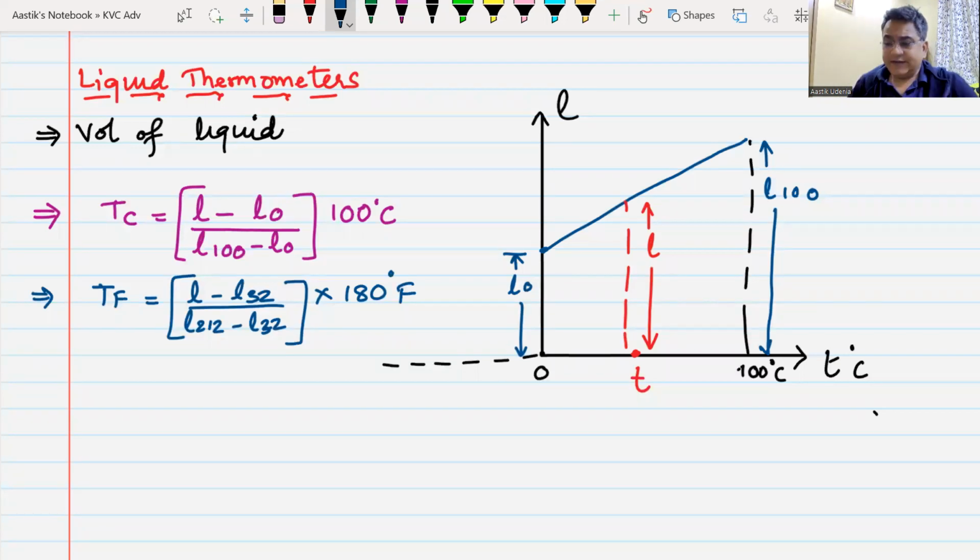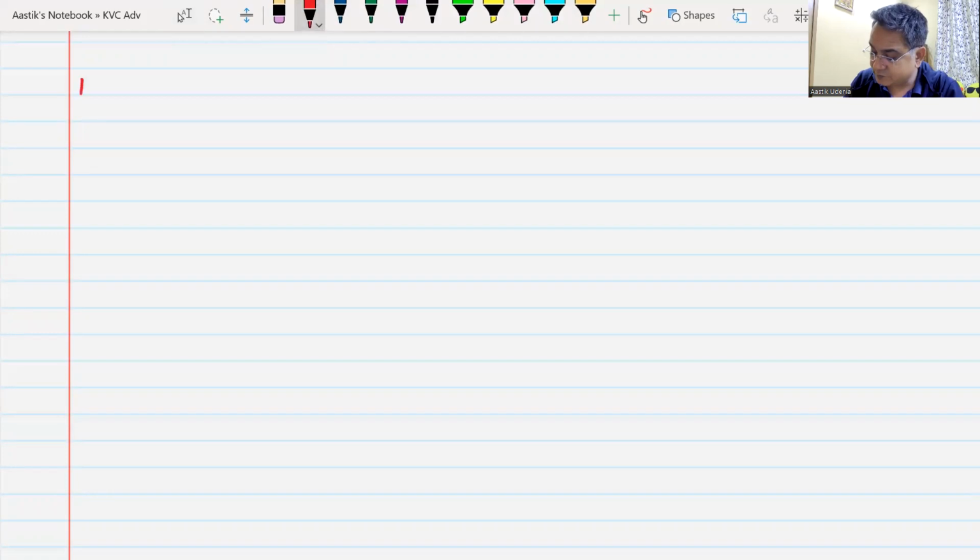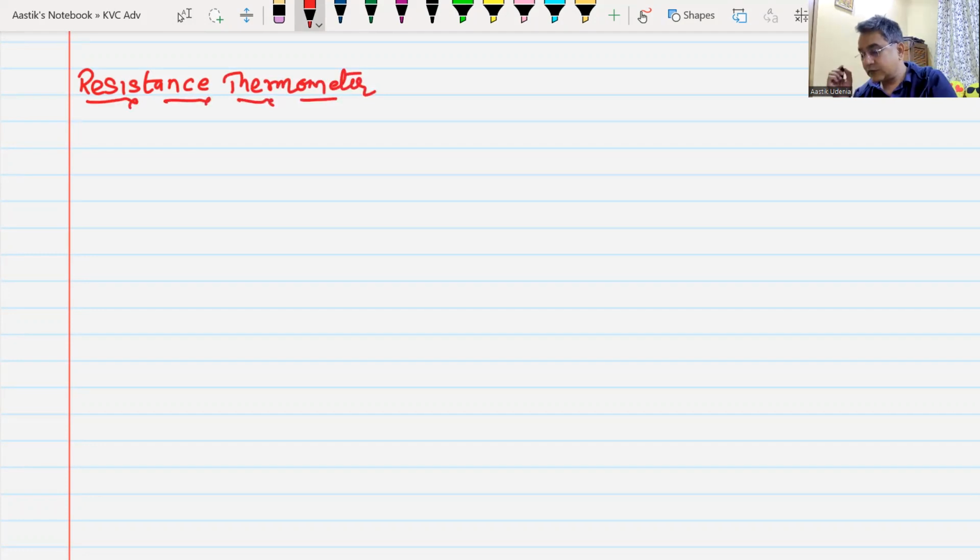Then let's move ahead. Sir, from liquid thermometers, let me now move on to solid thermometers. When I say solid thermometer, I mean resistance thermometers. Now, the resistance of a wire, platinum wire to be very precise, is almost linear, and hence we can make a resistance thermometer based on it.